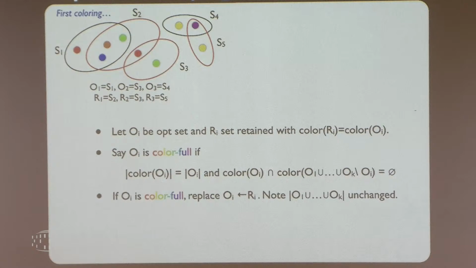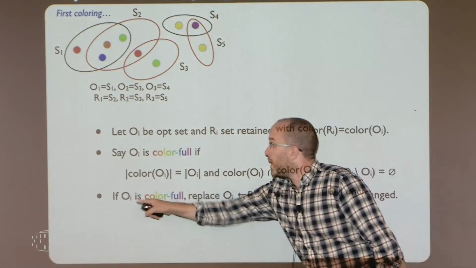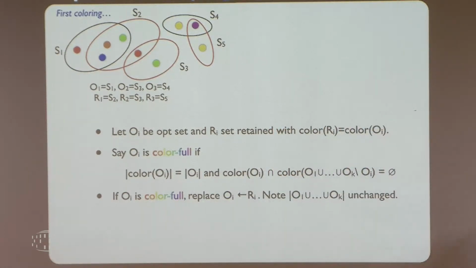What you can argue is that if OI is colorful, and you replace OI by RI, this reserve set that you've sampled, then this will not change the number of elements covered. And this argument actually generalizes to other functions as well. Okay, so what we need to argue is that the probability that a particular OI is colorful is moderately large, and that's something we can do.